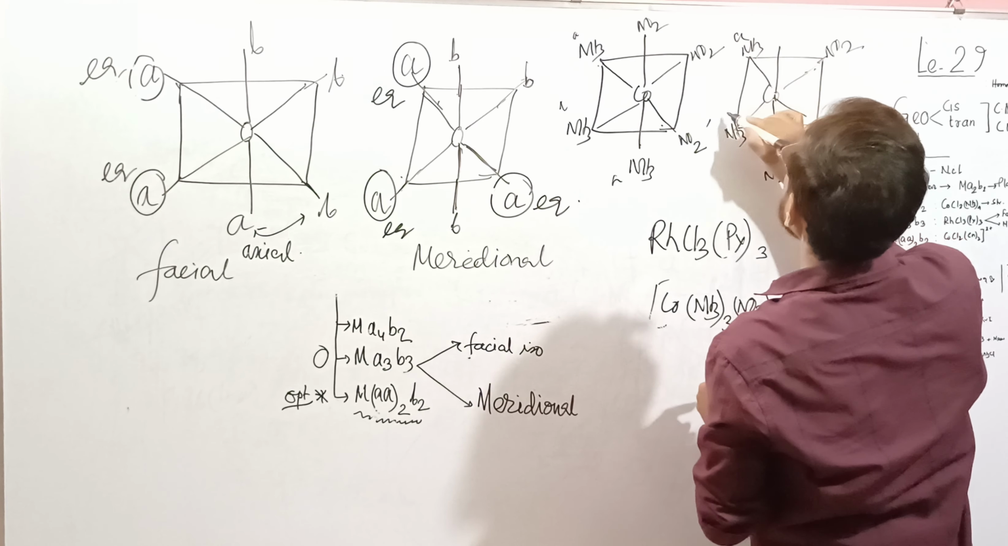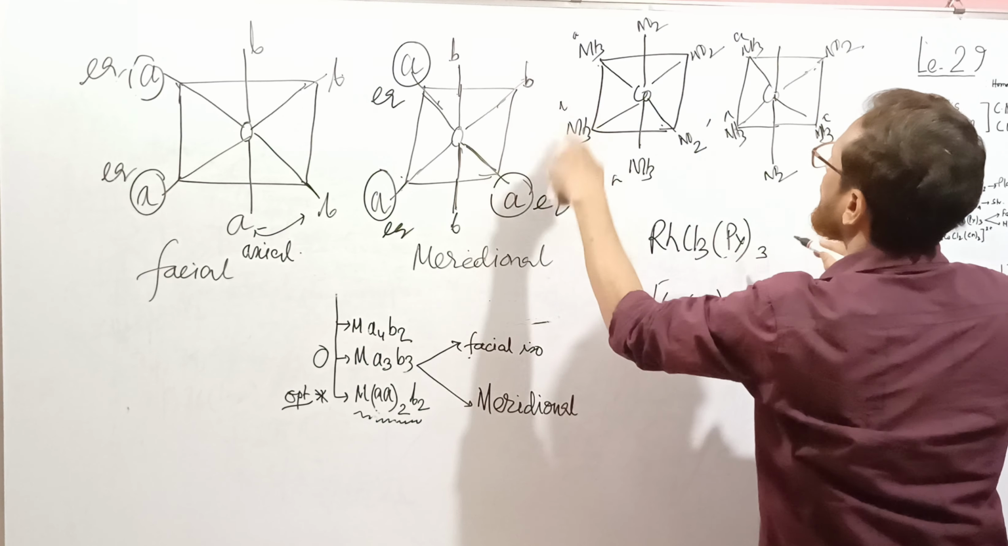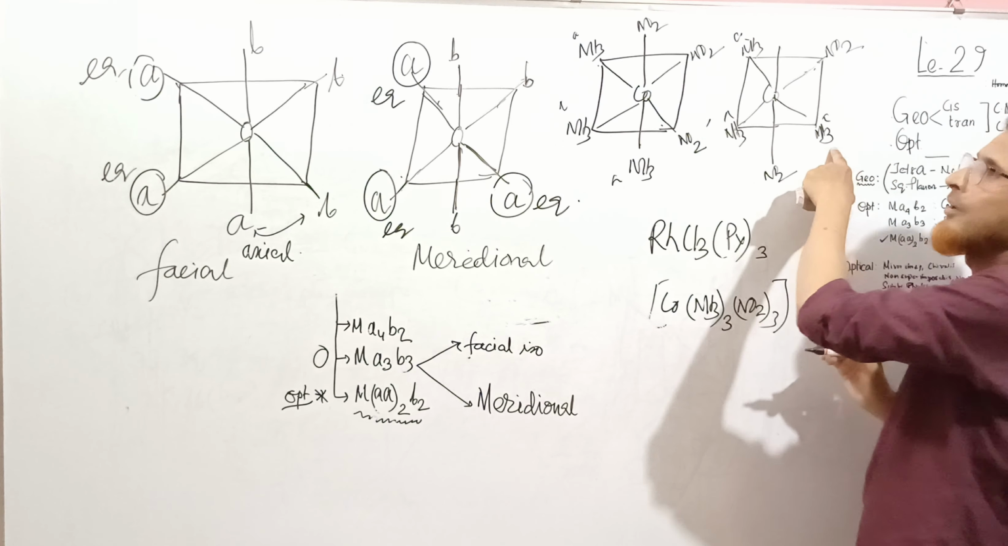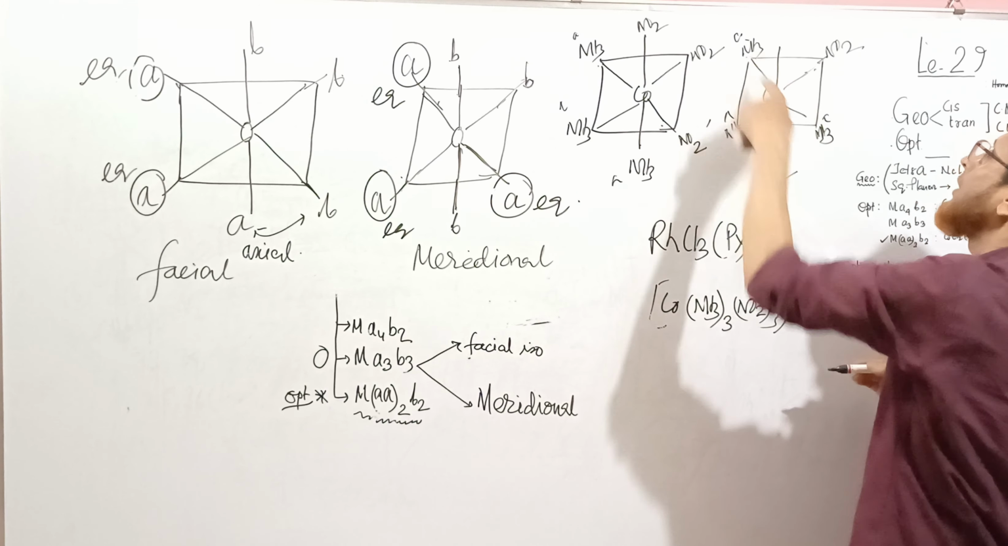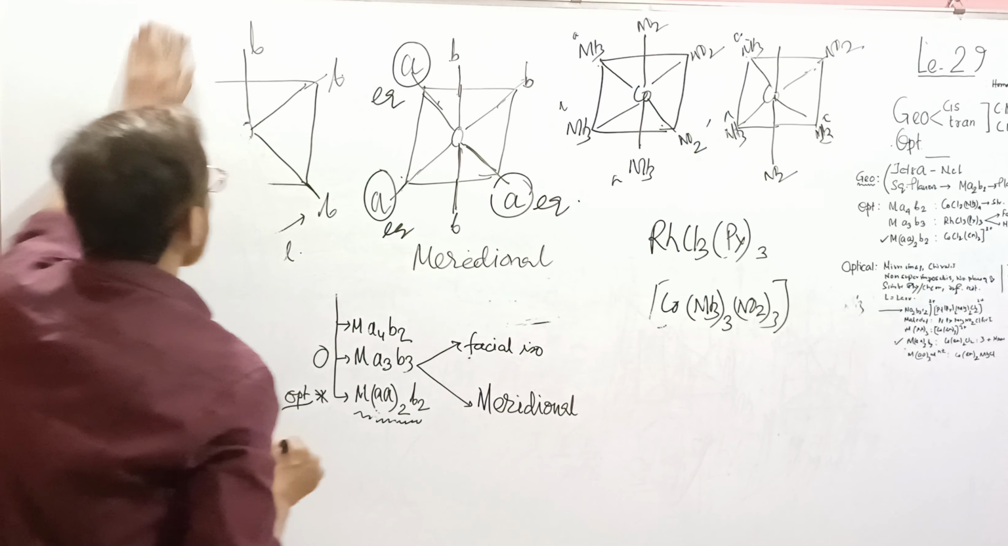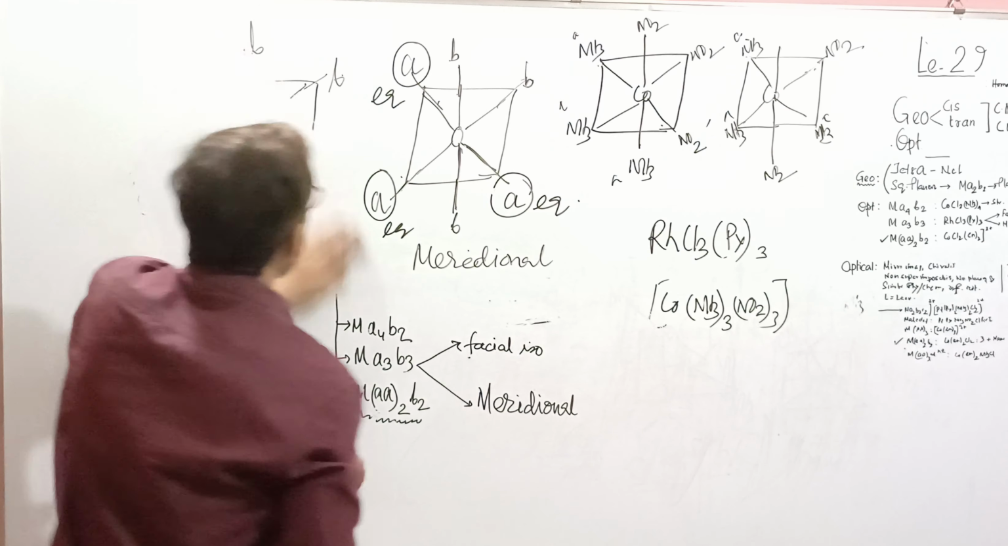Now that A, this is equatorial, axial. All 3 are equatorial. Am I right? Here all the A's, 3 A's, 2 A's are in equatorial adjacent, 1 A is axial. Now here 3 A's, all are in equatorial. This is called meridional. Now I am just explaining one thing to give you a clear picture regarding the structure.